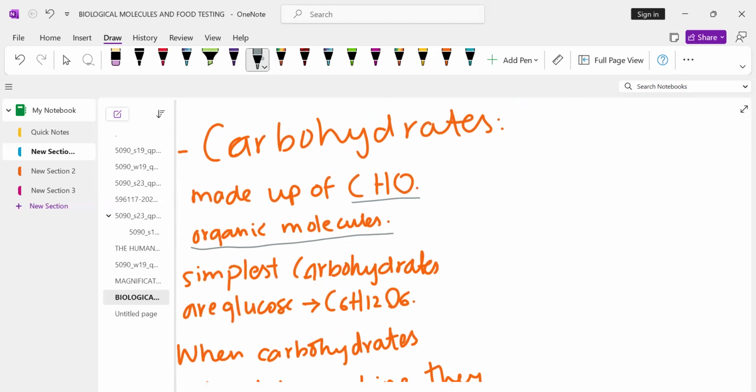The simplest carbohydrate that you should know is glucose. The formula for glucose is C6H12O6. This is the formula that you need to memorize.